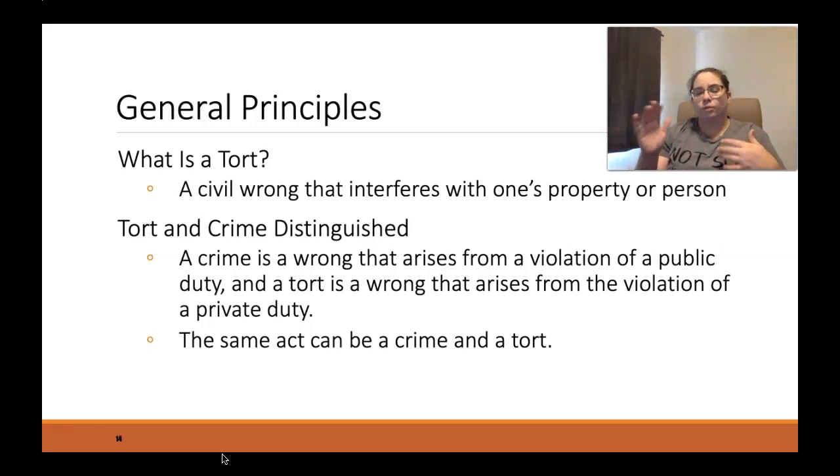However, a tort is a wrong that arises from the violation of a private duty, something that you have with another person that they may not share with the public. The same act can be a crime and a tort but not all torts are crimes. So a breach of contract is a tort because you, through your contractual relationship, owed each other a private duty to perform, but the simple fact that you violate a contract and you breach a contract does not necessarily mean that you have committed a crime.